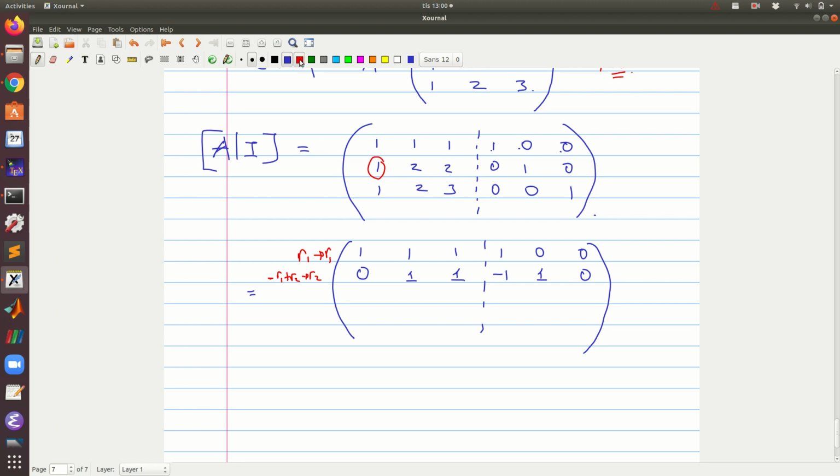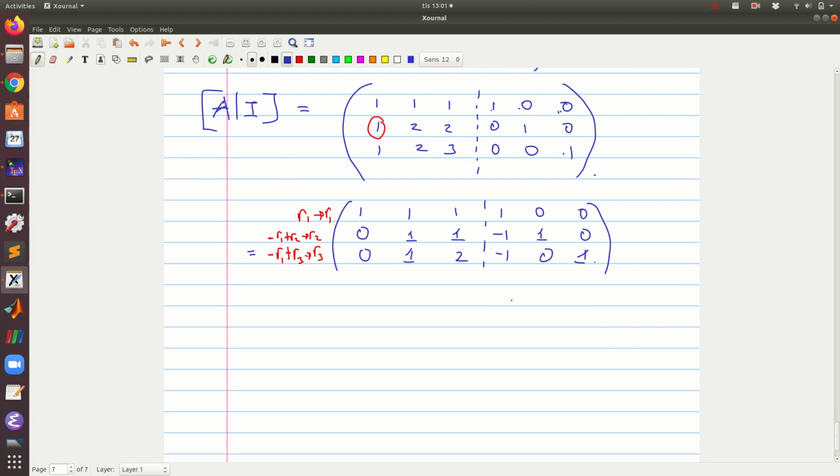Then in row 3 it's still the same: minus row 1 plus row 3, and then we put the result in row 3. So negative and add, we get a 0, negative 1 and add 2, we get a 1, negative 1 and add 3, we get a positive 2, negative 1 and add 0, we have negative 1, then 0 and 0, we have a 0, and then 0 and add 1, we have 1.